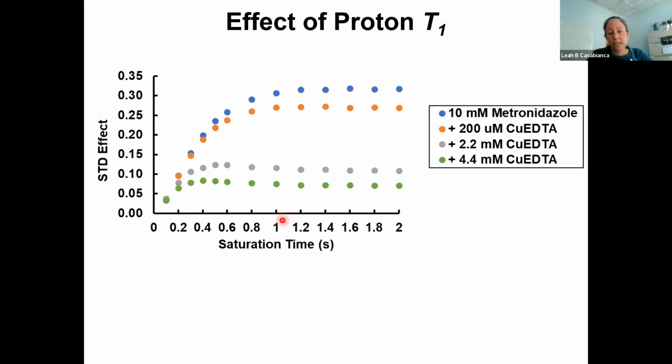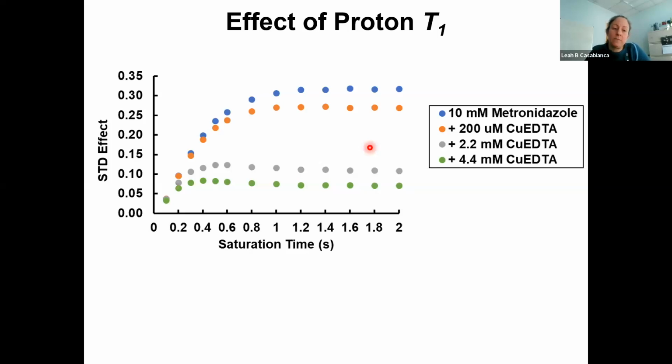So if we look at these different samples at a particular saturation time, like 1 second, and we compare, we see that there's a drastic difference between the samples with different T1s. However, if we look at the initial slope, because we're leading to a lower STD effect but reaching it faster, there's less of an influence on the initial slope as compared to saturation at longer saturation times.